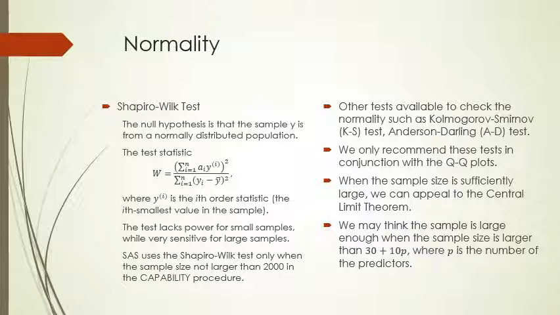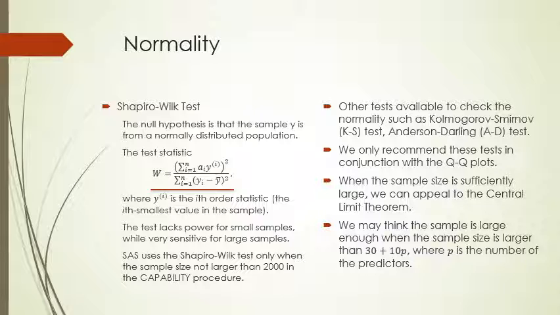We may also use some statistical tests to check the normality. One popular normality test is the Shapiro-Wilk test. The null hypothesis is the sample comes from a normally distributed population. The test statistic is this, with y_i the ith order statistic, which is the ith smallest number in the sample. The statistic does not have a specific distribution form, and we may determine the p-value numerically.